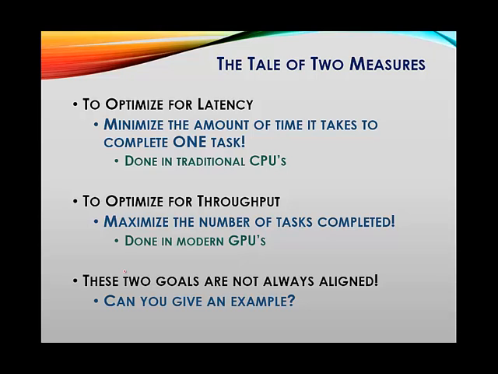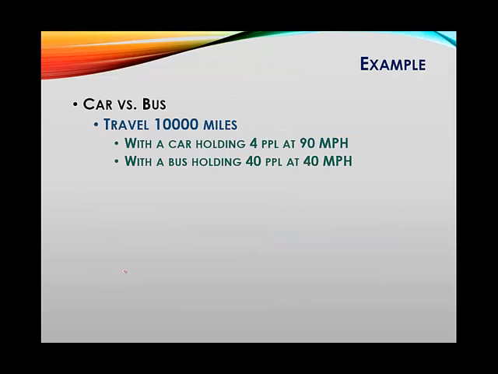Let's see an example that clarifies that the two goals of optimizing for latency and optimizing for throughput may not always be the same thing. And the example is this. Let's suppose that you want to travel 10,000 miles from, say, the southwestern corner of the country to the northeastern corner, and you have two options. You can take 4 people and drive at 90 miles per hour in a car.